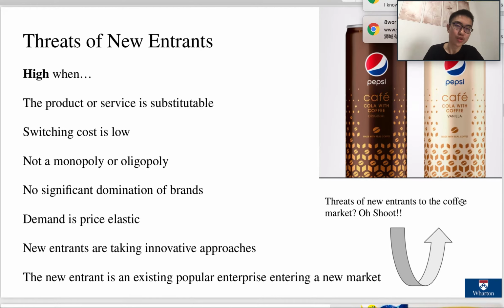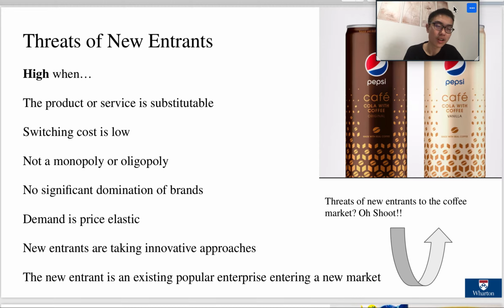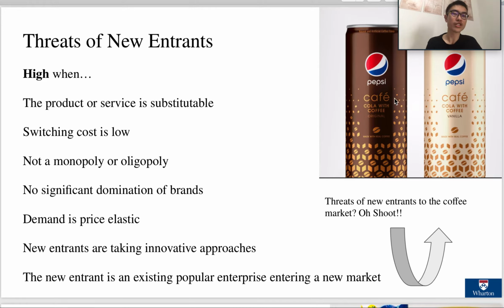Okay, threats of new entrants. Guys, have you seen this Pepsi coffee that is actually coming out this year? Must try, right? This is Pepsi coffee, and I don't know whether it will succeed or not, but it seems cool from the packaging. So the threat of new entrants is high when the product or service is substitutable, when the switching cost is low.